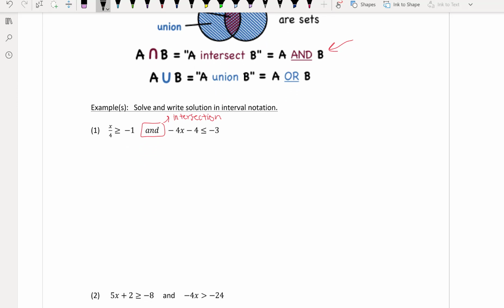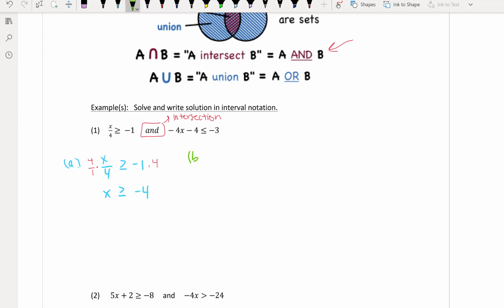So for part A, I have x over 4 greater than or equal to negative 1. To get the x by itself, I'm going to multiply by 4 over 1, so it's like multiplying by 4 on both sides. So x is greater than or equal to negative 4.